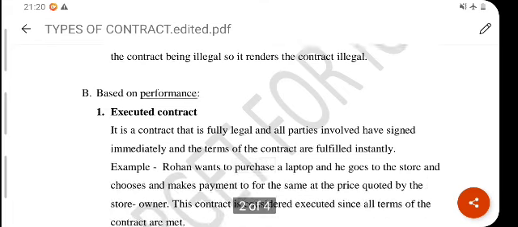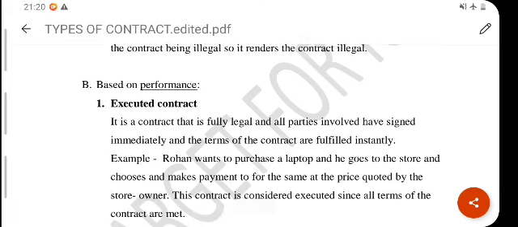Now, based on performance, executed contract. It is a contract that is fully legal, and all parties involved have signed, and the terms of the contract are fulfilled instantly. Example, Rohan wants to purchase a laptop, and he goes to the store, chooses one and makes payment for the same. So, here this contract is executed since all the terms of the contract are met.